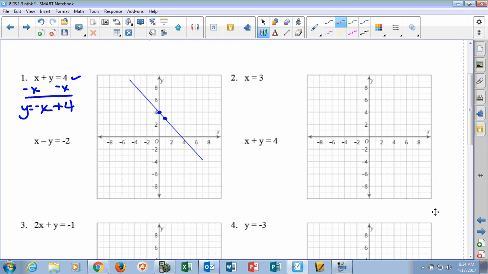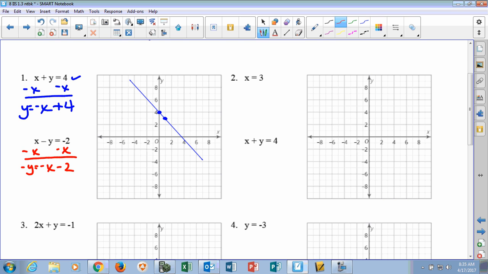Okay, good, Blake. I got to subtract x from both sides. Now when I do that, look what happens. I get this. So is it in y equals mx plus b form? Some of you are shaking your head no. Why is it not in y equals mx plus b form, Natalie?